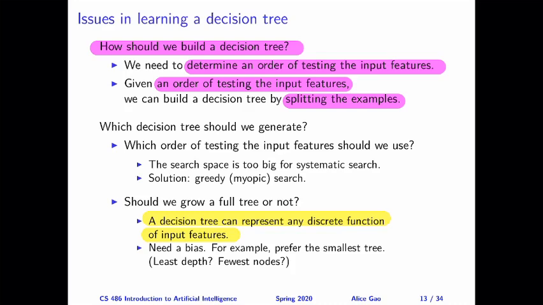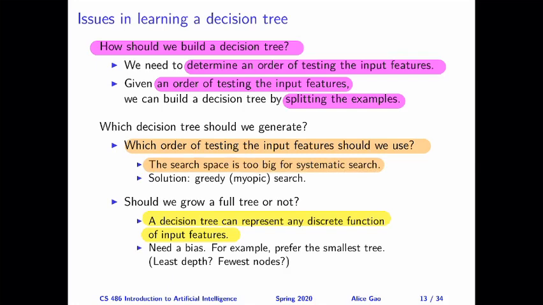I've broken this down into 2 more specific questions for you. The first question we should ask is, previously we said that given an order of testing input features, each order will give rise to a tree. So what order should we use? It turns out this is a difficult question. Finding the best order for testing the input features is actually a very difficult problem. And also, the search space, just the number of possible orders, is quite large.